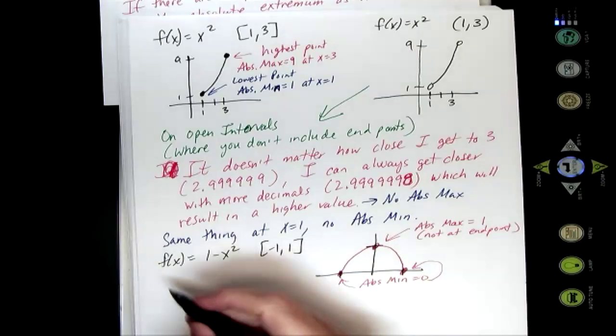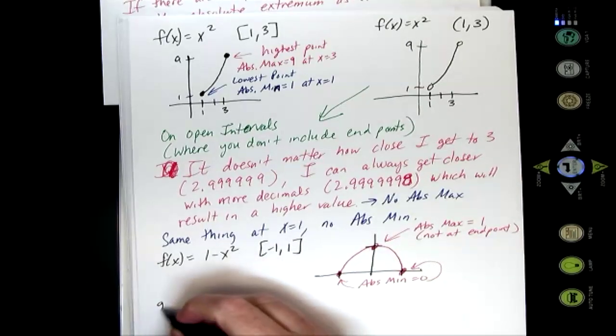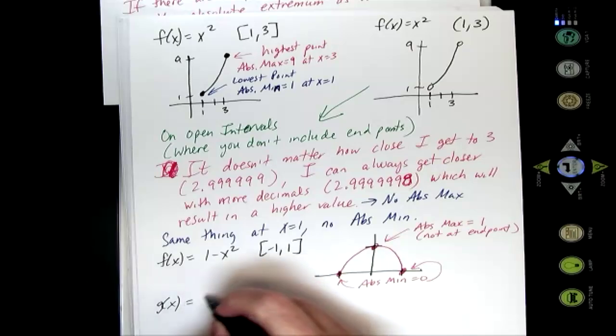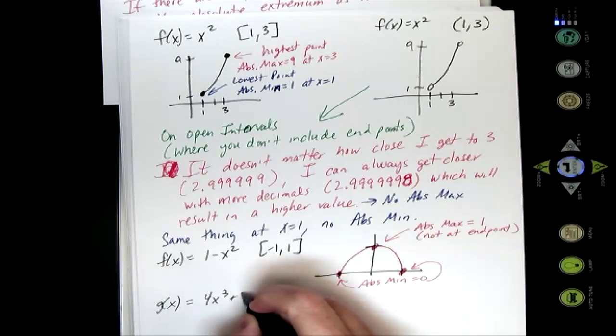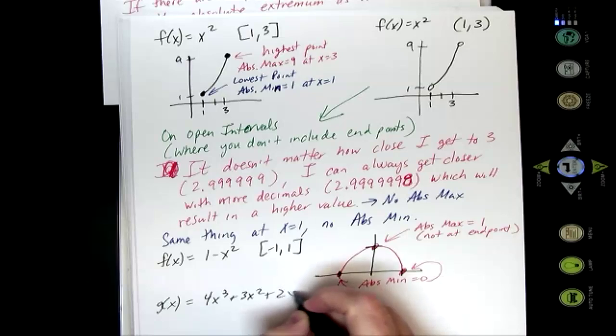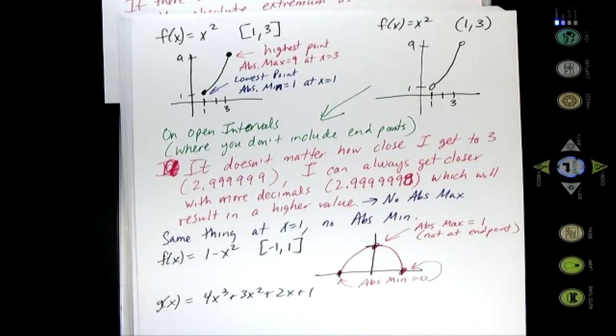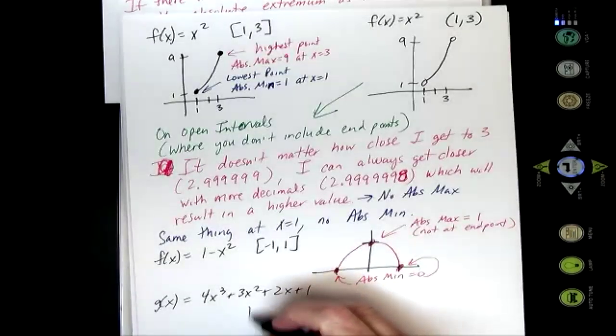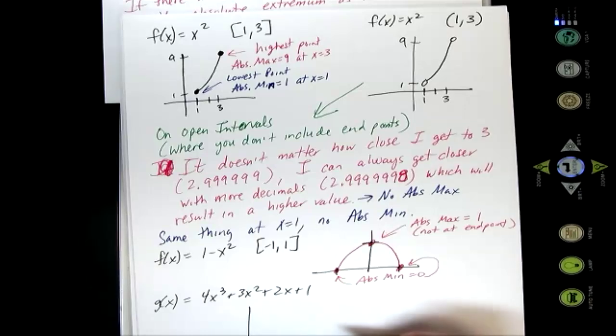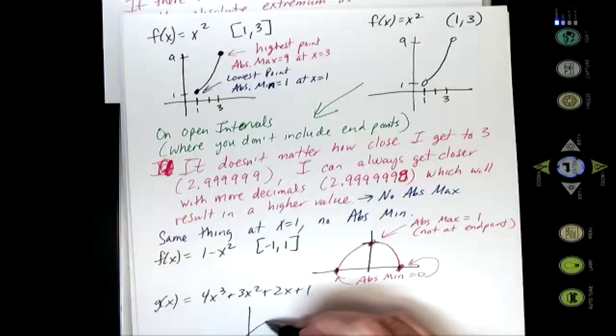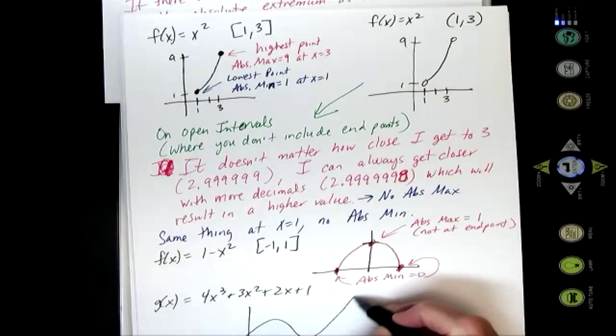Or we could have something like 4x cubed plus 3x squared plus 2x plus 1. I have no idea where these points are on the graph, other than that (0, 1) is a point. I don't know exactly how this looks, but it is going to go up and come down and go back up.